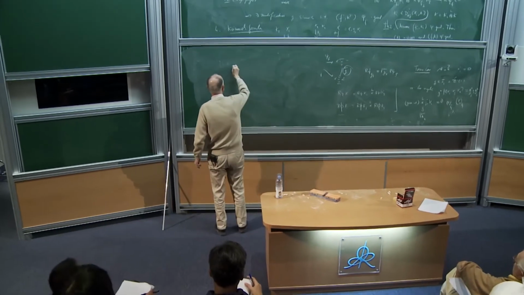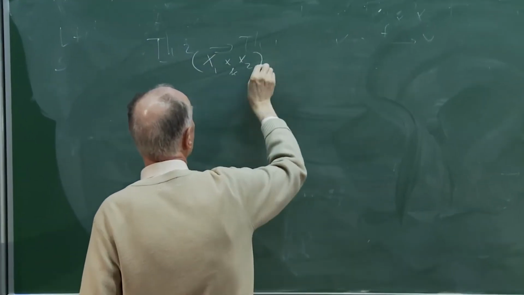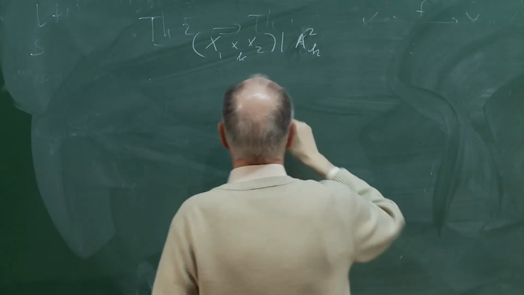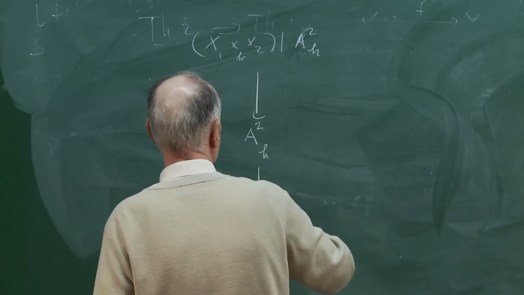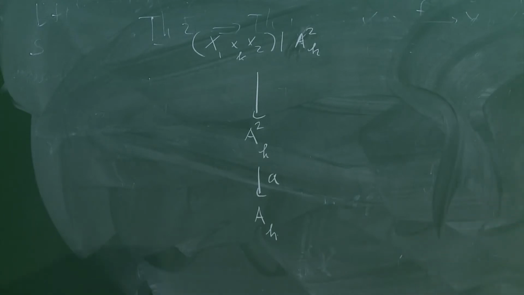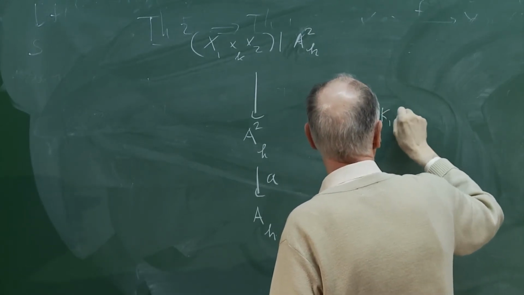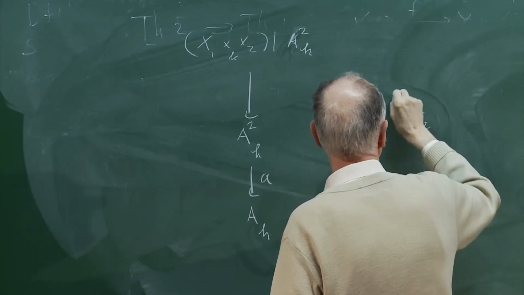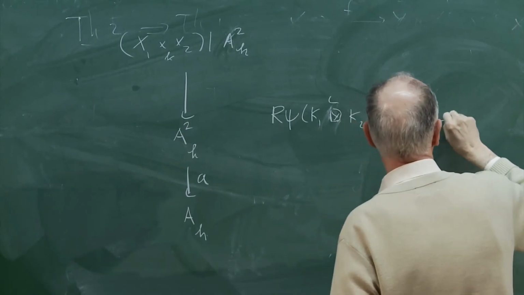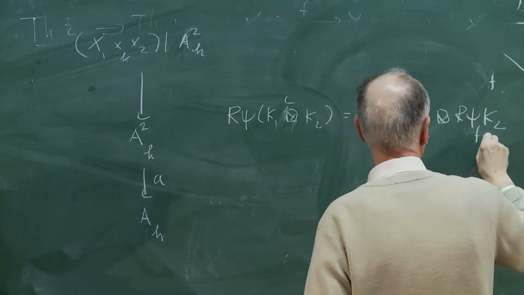Yes. So here you have this X1 cross X2 restricted to say A to H, and it goes to A2H and then to AH, and we have the sum map here. So now I get the R psi, let's say, R psi of K1, K2. So this is the external tensor product, my equivalent formula for F1, F2.